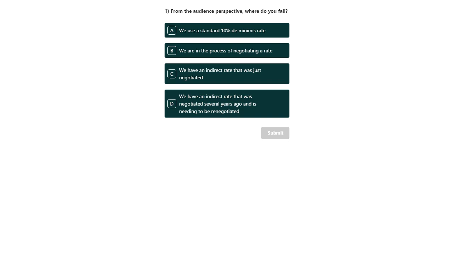Yeah, so here's the first polling question. It says, from the audience perspective, where do you fall? And your options are, we use the standard 10% de minimis rate. We are in the process of negotiating the rate. We have an indirect rate that was just negotiated. Or we have an indirect rate that was negotiated several years ago and is needing to be renegotiated.